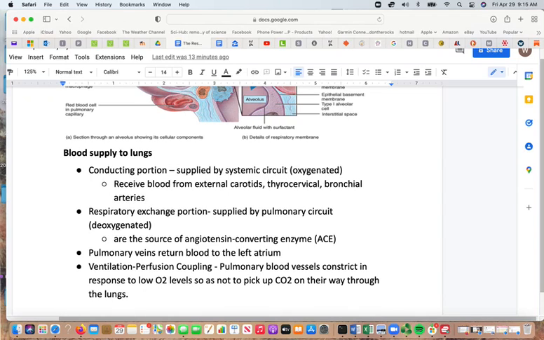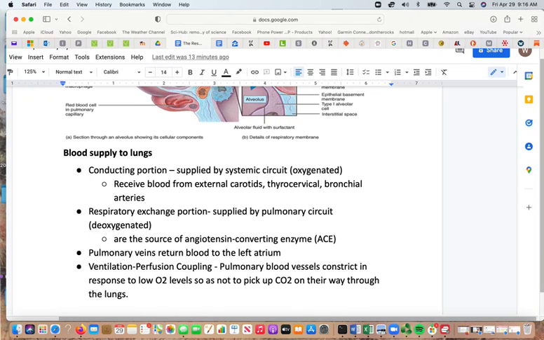The respiratory exchange portion is going to be supplied by the pulmonary circuit. So it's going to have deoxygenated blood. So this is the source of the angiotensin converting enzyme. Your pulmonary veins are going to return the blood back to the left atrium.